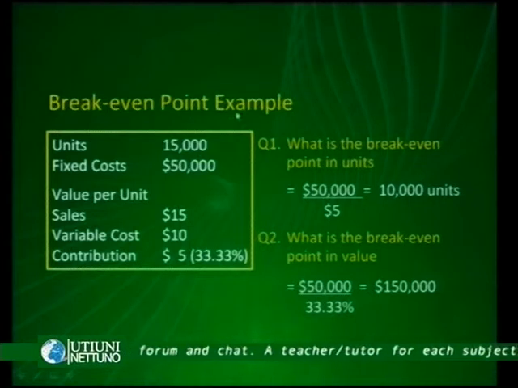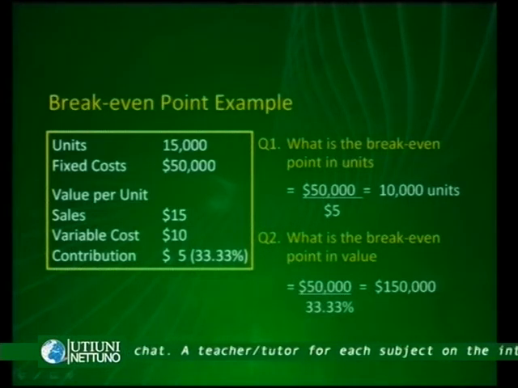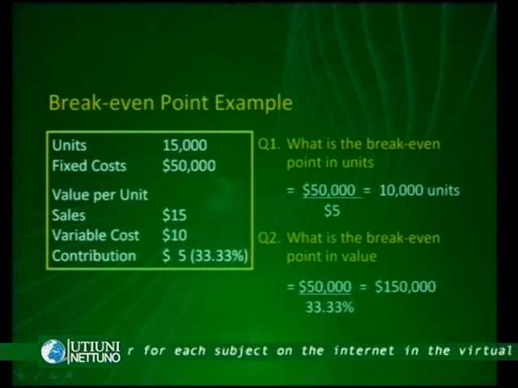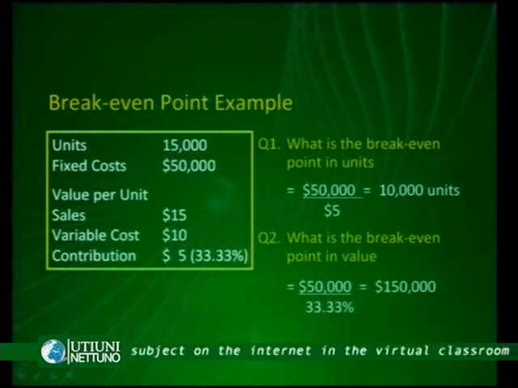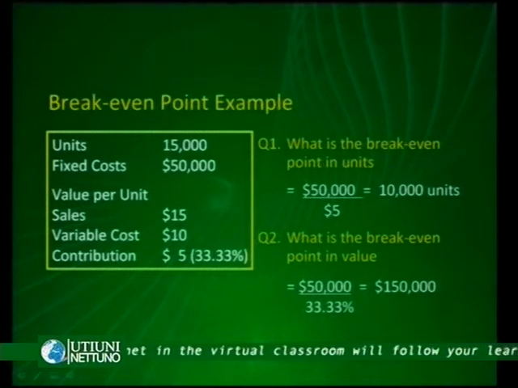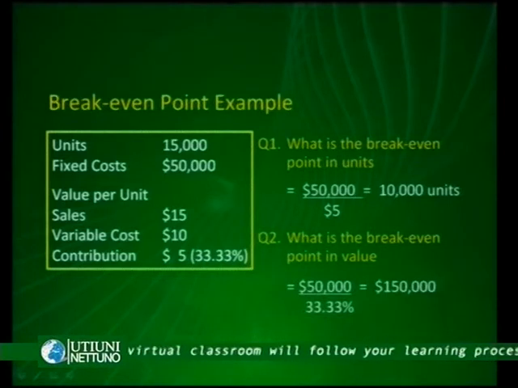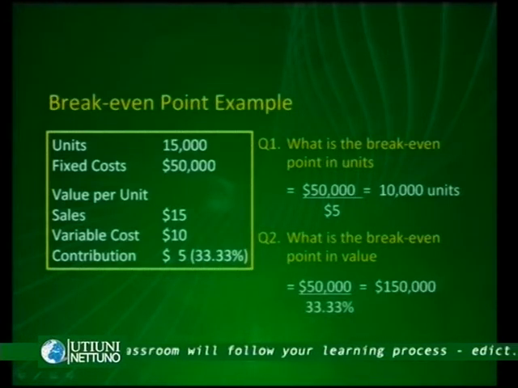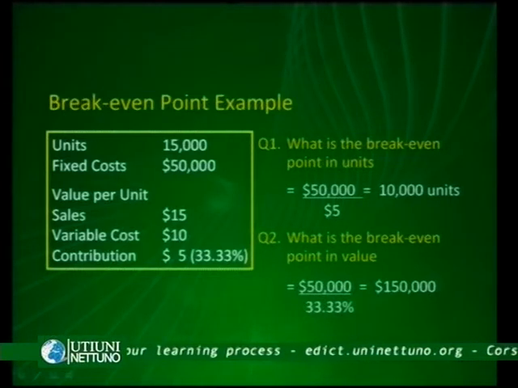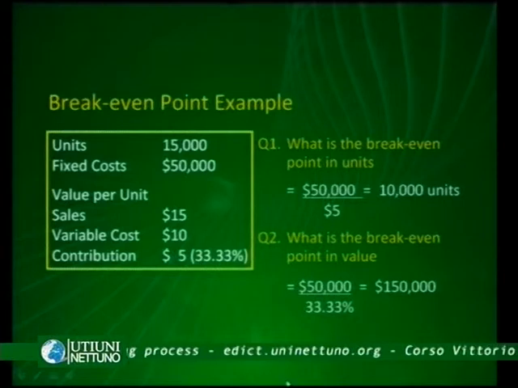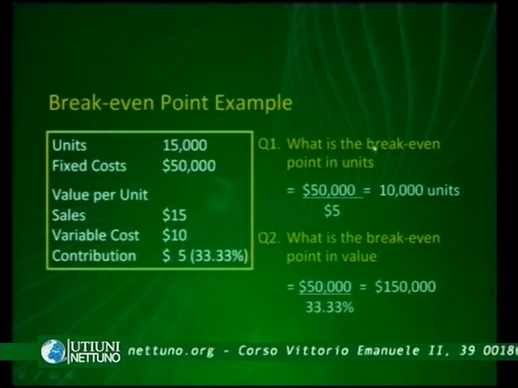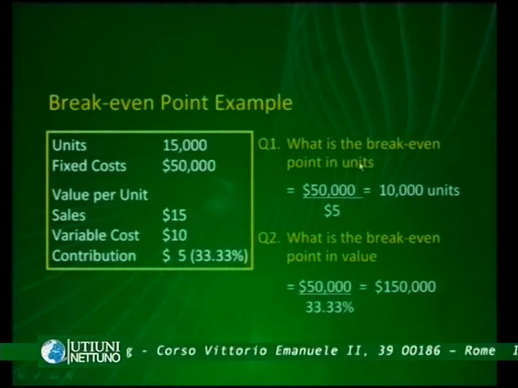So, the break-even point example. In this example, we have the unit volume of 15,000 units, fixed costs of $50,000. The value per unit, the sales price, is $15. The variable cost is $10, and then the contribution is $5, or 33%. So, let's look at question 1. What is the break-even point in units?